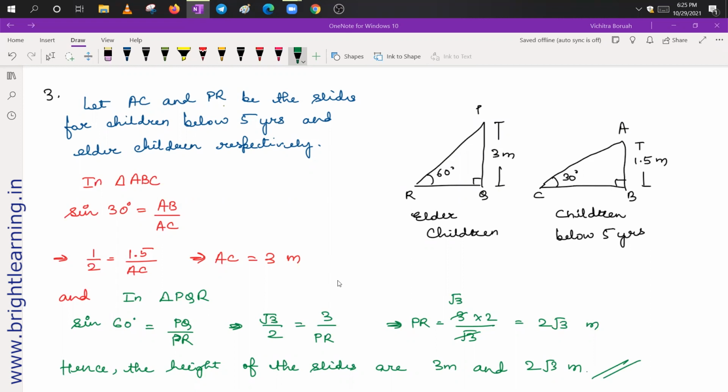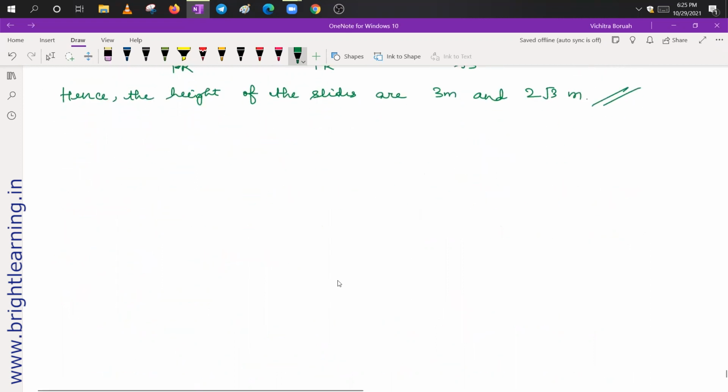That is question number 4. So in question number 4, we have the angle of elevation of the top of a tower from a point on the ground, which is 30 meters away from the foot of the tower, is 30 degrees. So find the height of the tower.